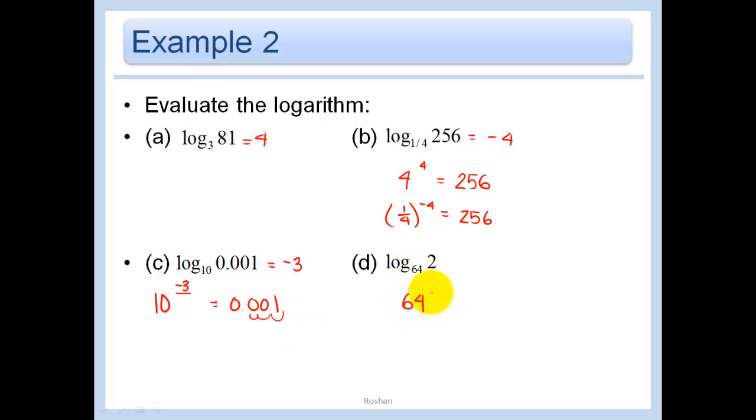64 to the what power is equal to 2? Now, obviously, the number is getting smaller, so we're actually taking a root. So this is going to be a fractional something, and you might not know. So let's just break 64 down. 64 is 32 times 2, which is 8 times 4 times 2. So 8 is just 2 times 2 times 2, and then 4 is 2 times 2, and then bring down the 2. So we have 1, 2, 3, 4, 5, 6. 2 to the 6th power is equal to 64. So 64 to the 1/6 would be equal to 2. So our answer is just 1/6.